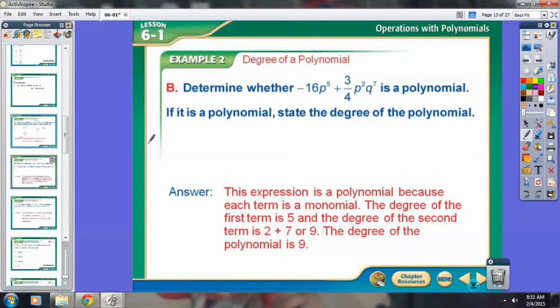They also ask us to find the degree. In order to find the degree of a polynomial, we look at each individual monomial. So the degree of this monomial, we would say, is 5. The degree of the second monomial is 9. How am I getting those numbers? Exponents. Right, I'm adding the exponents. So the first monomial has a degree of 5. Here in the second term, I have 2 plus 7, that gave me 9. So we would say the degree of this polynomial is 9. We take the highest degree.